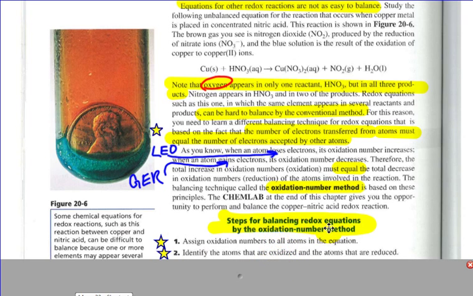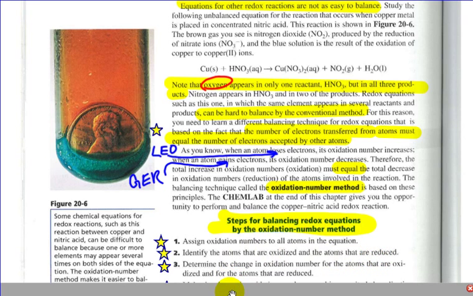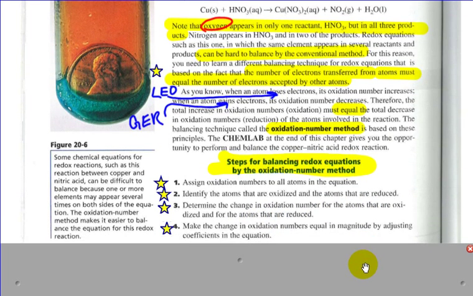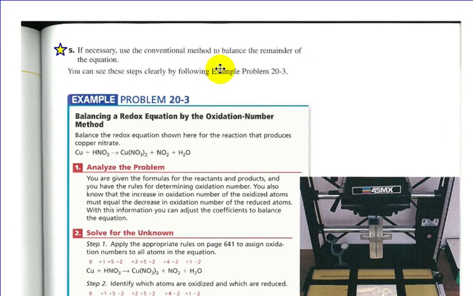Steps for balancing redox equations by the oxidation number method. Number 1, assign oxidation numbers to all of the atoms in the equation. Number 2, identify the atoms that are oxidized and the atoms that are reduced. Number 3, determine the change in oxidation number for the atoms that are oxidized and for the atoms that are reduced. Number 4, make the change in oxidation numbers equal in magnitude by adjusting the coefficients in the equation. And lastly, if necessary, use the conventional method that we're used to, to balance the remainder of the equation.